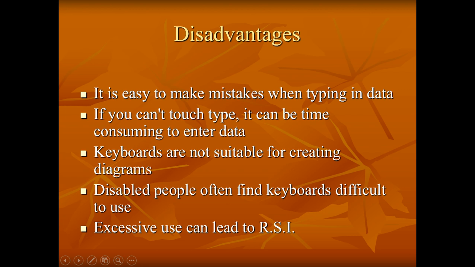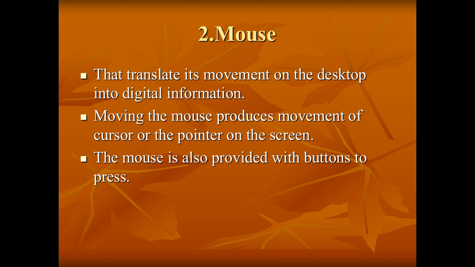Mouse. The mouse is used for clicking. You will double click with this pointing device. It translates the movement on the desktop into digital information. Moving the mouse produces movement of the cursor or pointer on the screen. The mouse is also provided with buttons to be pressed. The technology is the movement of a ball bearing, which is used to produce electrical signals.